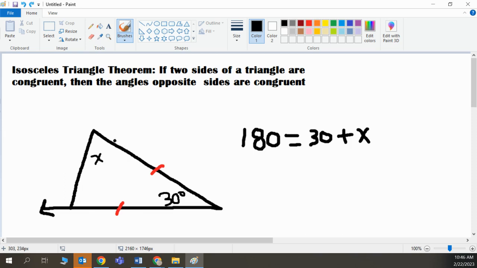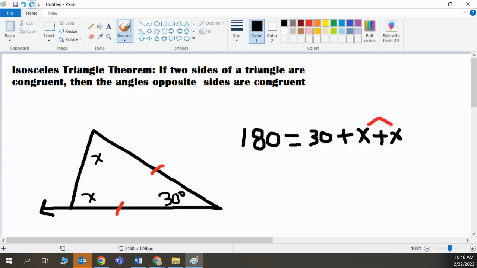Now, in the isosceles triangle theorem, if they're congruent, the opposite angles are congruent. So opposite of this, what I call a red tick mark, is an x. The other side will also be an x. Okay, so there'll be an x on the other side, so I'm just going to throw up another x. So now I have, on the right side, 30 plus x, on the left side equals 180. I isolate x like in algebra. Once x is by itself, it's solved, okay?